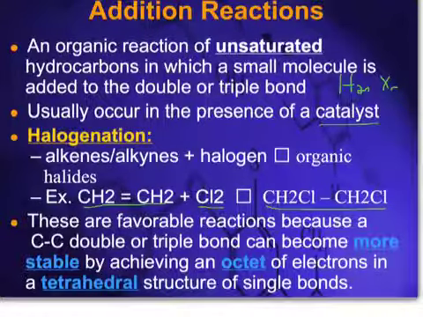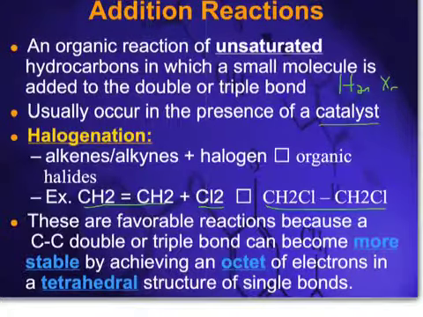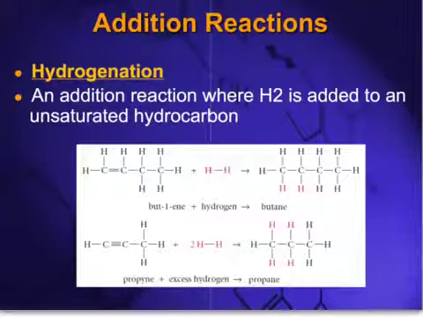1,2-dichloroethylene. These reactions are favorable because a carbon-carbon single bond is more stable than a carbon double bond or a carbon triple bond. In a double bond or a triple bond, all the electrons are crammed into a small space. There's a lot of repulsion going on, and it's unstable. A carbon would much rather have all of its 8 electrons in a tetrahedral shape, so that its electrons are spread out apart.